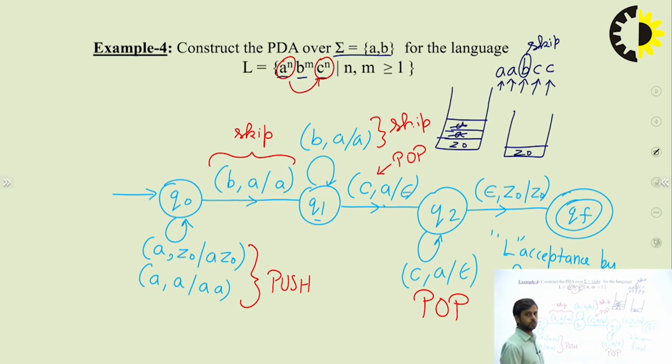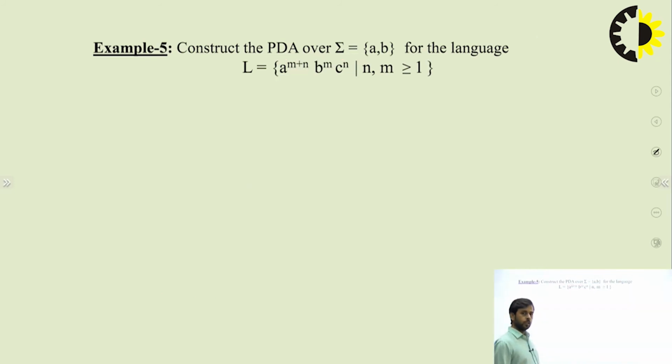So this is the PDA for the language A raised to power n, B raised to power n, C raised to power n. Okay, see the next example.